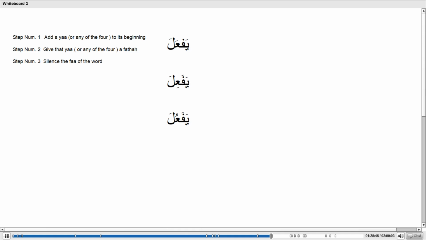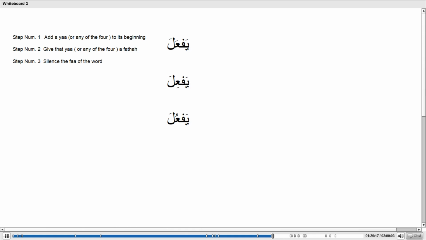Is the heaviness gone? Alhamdulillah Rabbil Alameen, a blessing from Allah. Yaf'ala. So smooth and light, mashallah. Okay, what about the second one? Yaf'ila. Good. What about the third one? Yaf'ula. Is that it? No, that's not all.